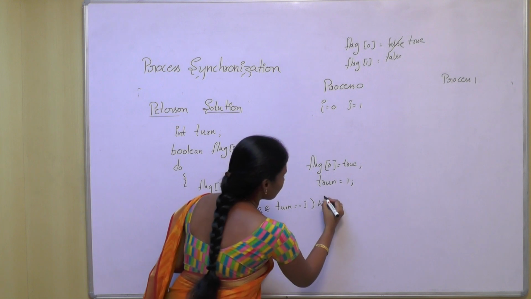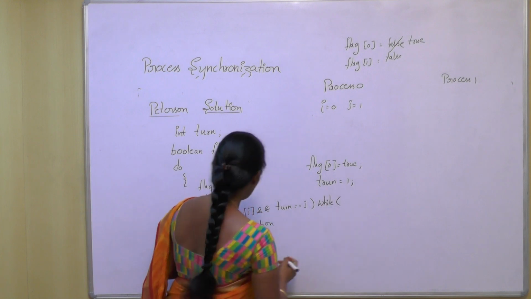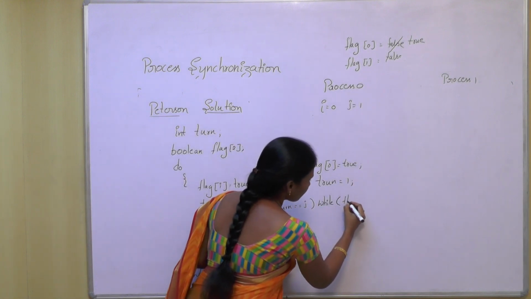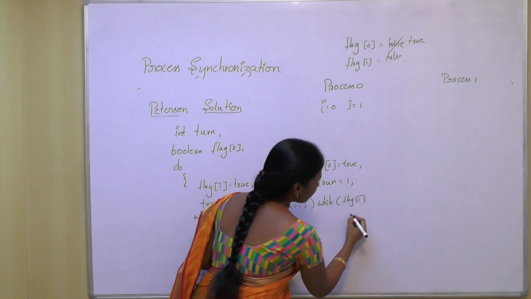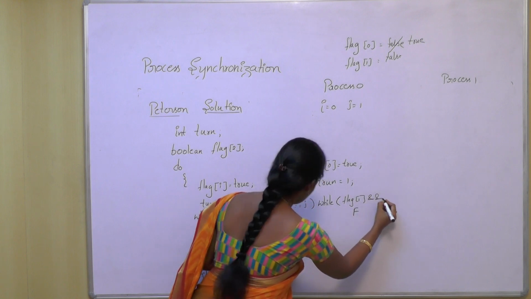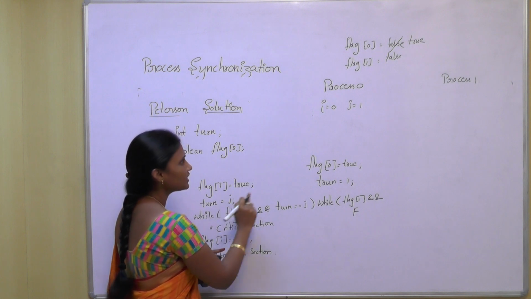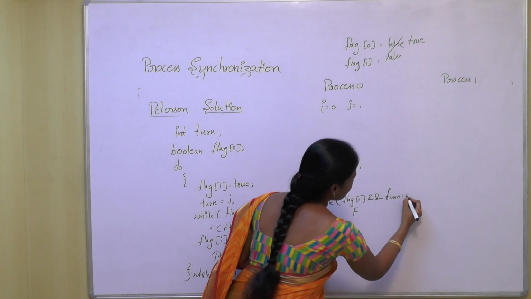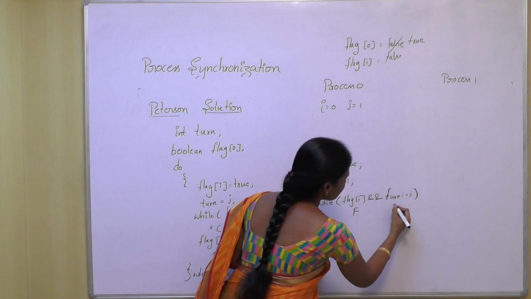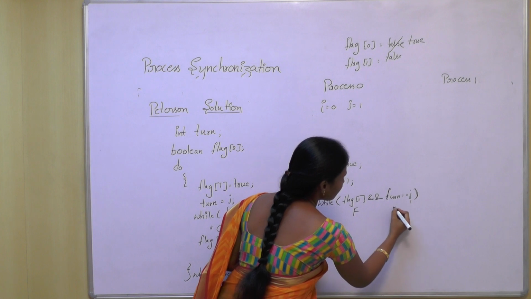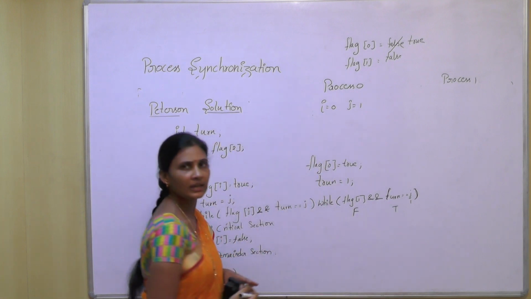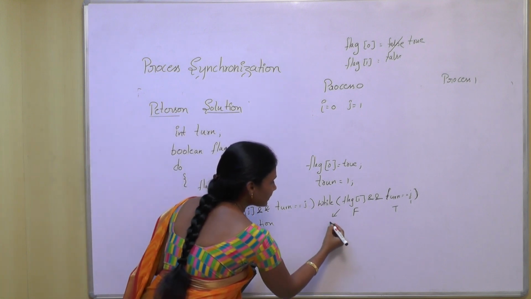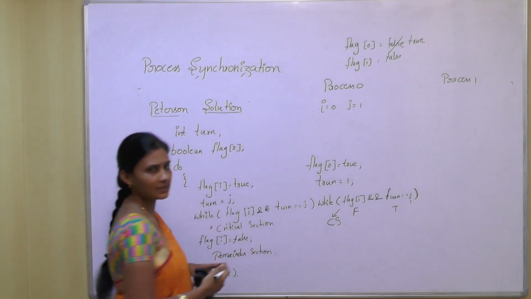Here we execute the condition: while flag of j, meaning flag of 1, equals true and turn equals j. Flag of 1 is false, and turn equals j, where j is 1, so that part is true. False and true, the condition is false. So when this condition is false, that process enters into the critical section.